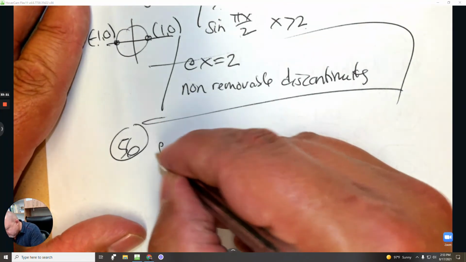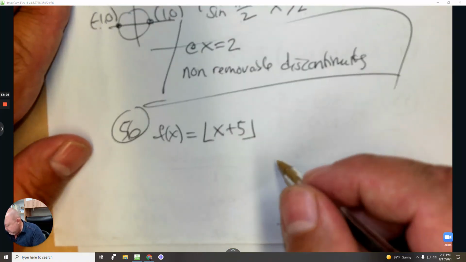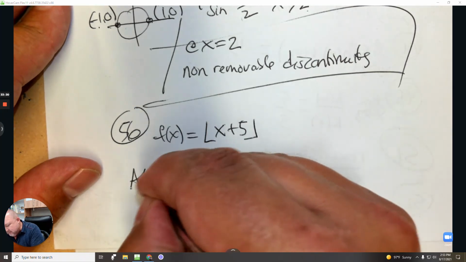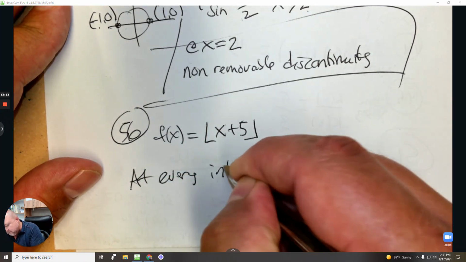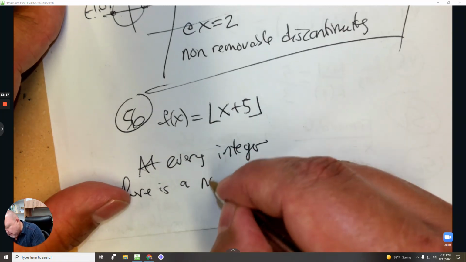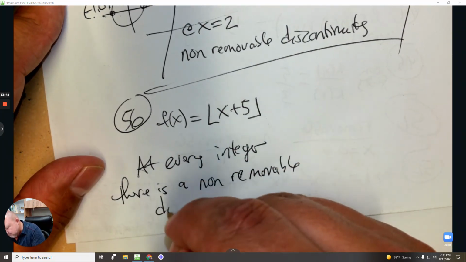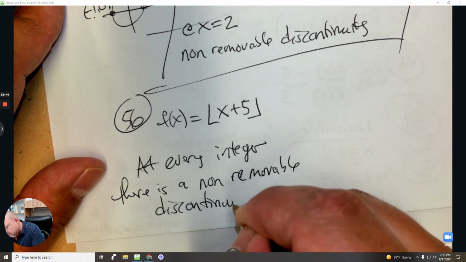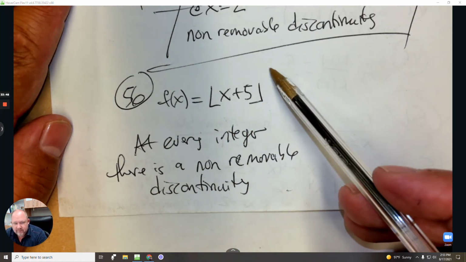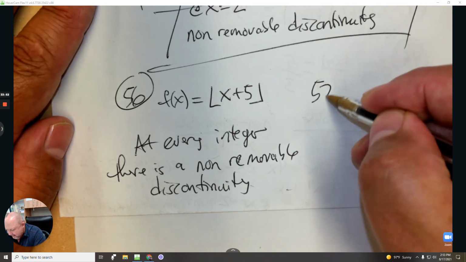56. There's a discontinuity. This is a greatest integer function. So at every integer, there is a non-removable discontinuity. And again, at every integer, there's a jump in the graph, which creates a non-removable discontinuity. Limit doesn't exist at a jump.